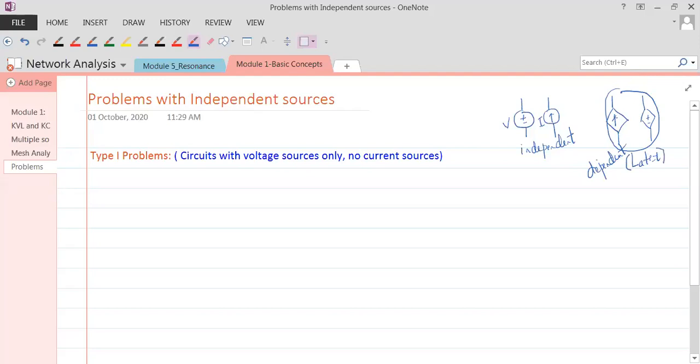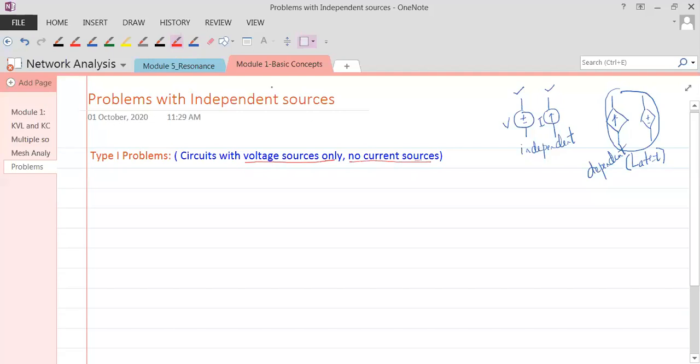So what we are doing is we are considering circuits containing only independent voltage and current sources. In the first category, which we are calling the type 1 category, we are considering circuits with voltage sources only, mind you. So no current source, no current source. You have to remember this.